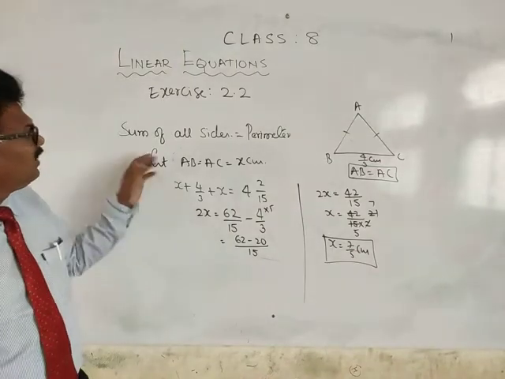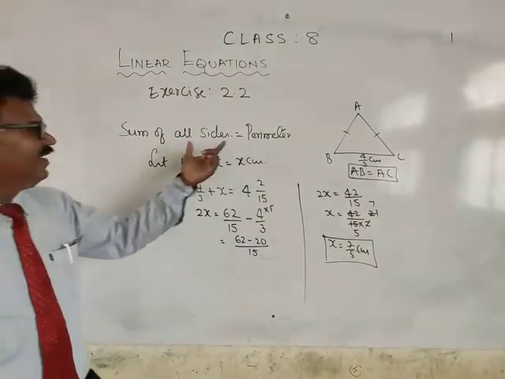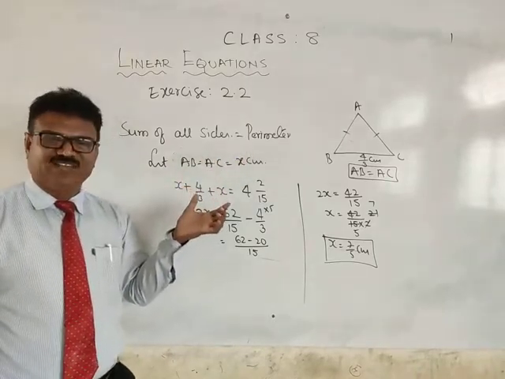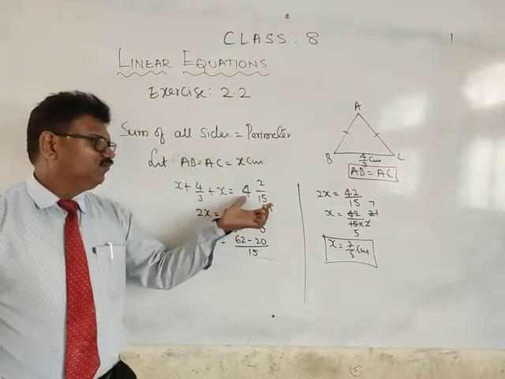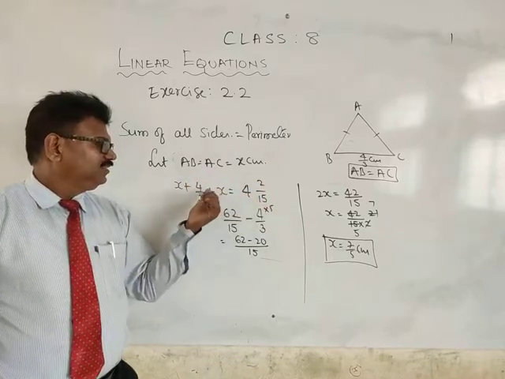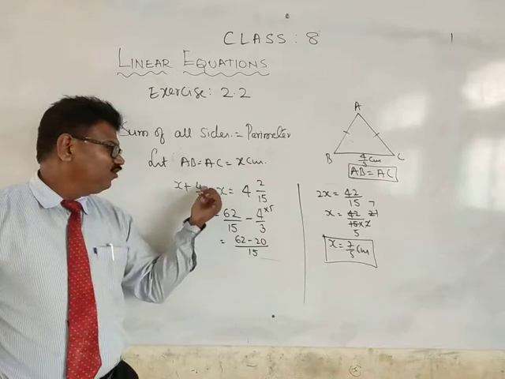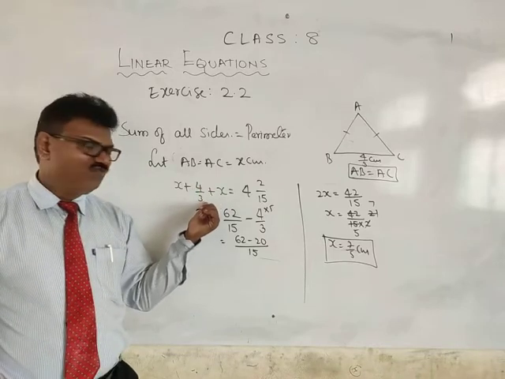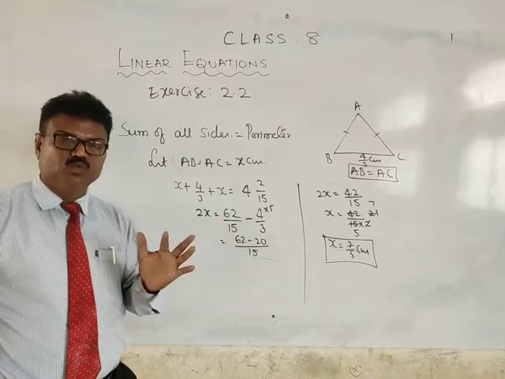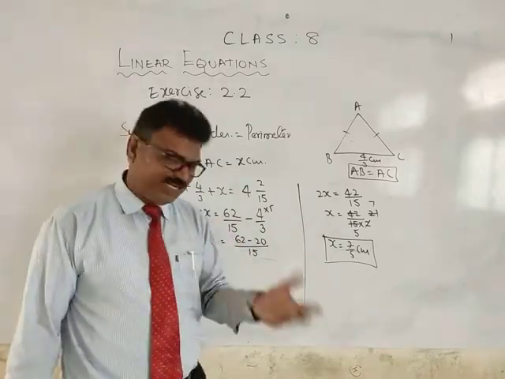Clear? So one more time I'll explain. He has given the perimeter of an isosceles triangle as 4 whole 2 by 15. Then if the base is 4 by 3 centimeters, find the measurements of the other two sides of the triangle.